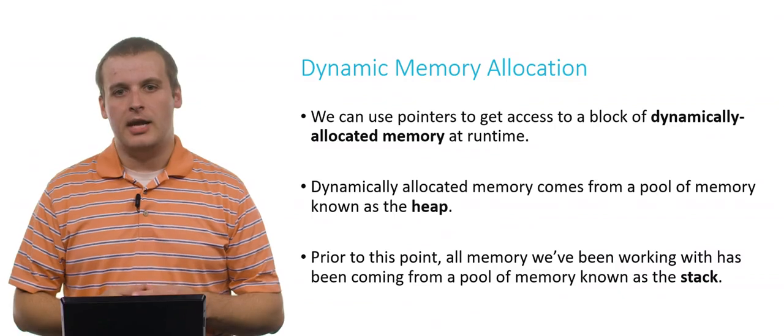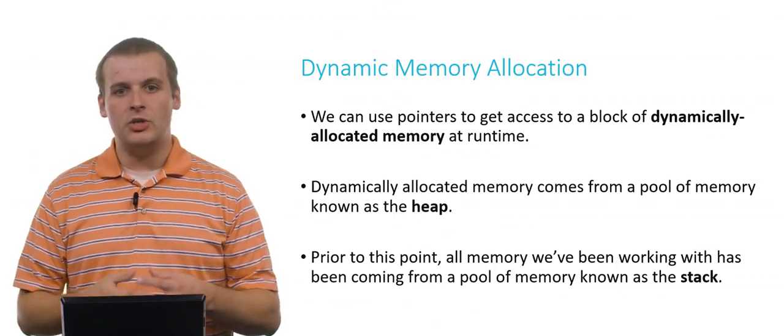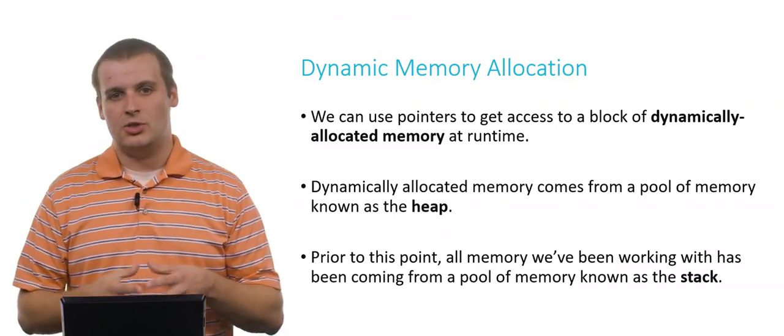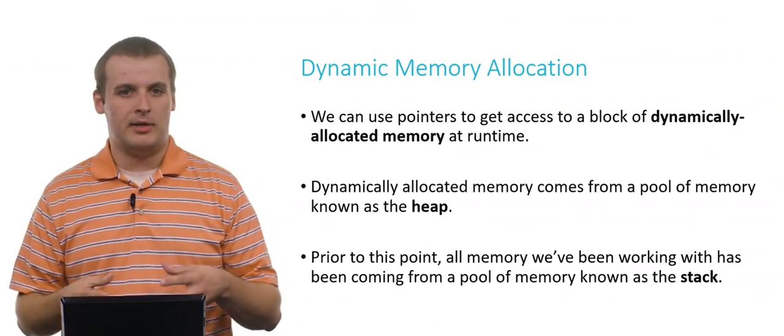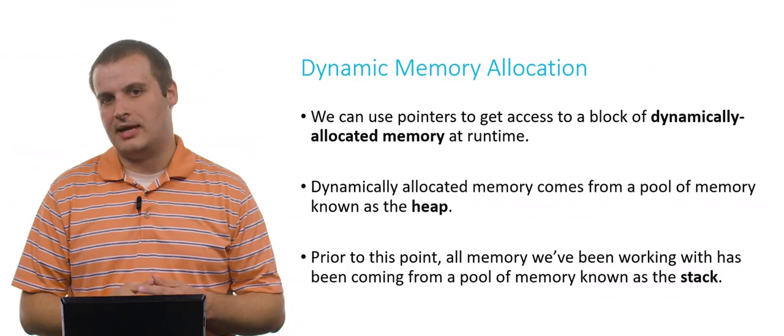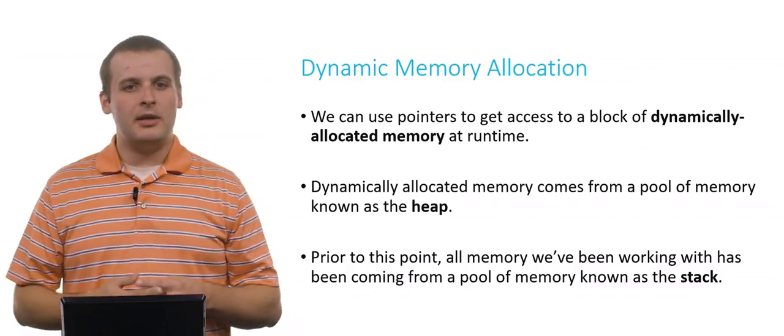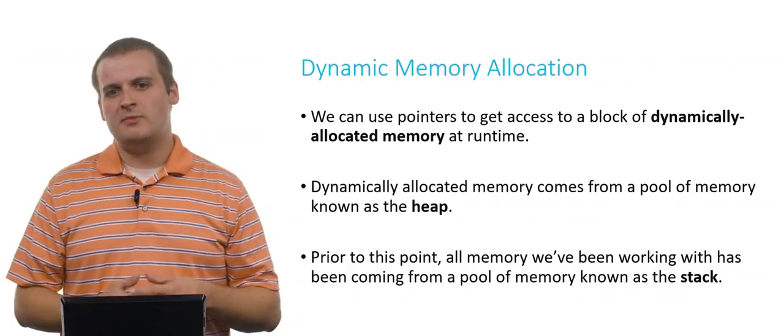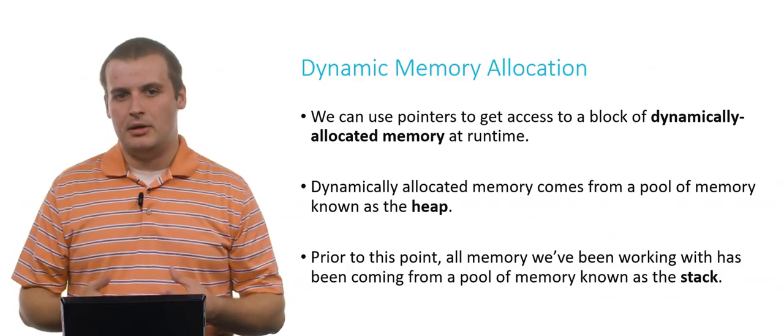Dynamic memory allocation sort of allows us the way to get around this particular problem. And the way it does it is by using pointers. We can use pointers to get access to dynamically allocated memory, memory that is allocated as your program is running. It's not allocated at compile time. When you dynamically allocate memory, it comes from a pool of memory known as the heap.